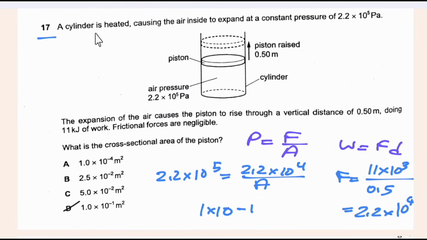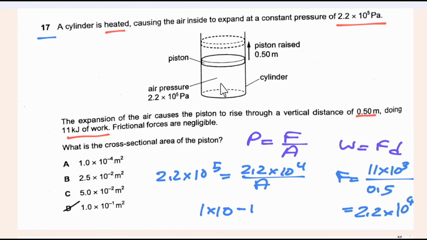17. A cylinder is heated, causing the air inside to expand at a constant pressure of 2.2 times 10 to the power 5. This is the pressure. The expansion of air causes the piston to rise through a vertical distance of 0.5 meter, doing 11 kilojoules of work. Frictional force is negligible. What is the cross-sectional area of the piston?